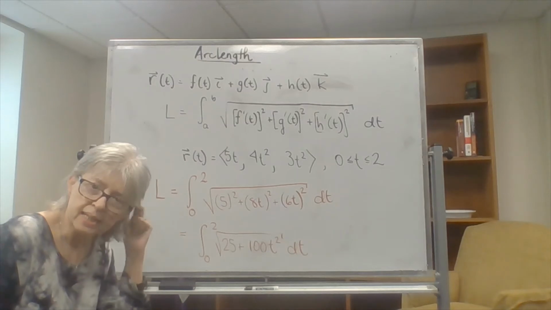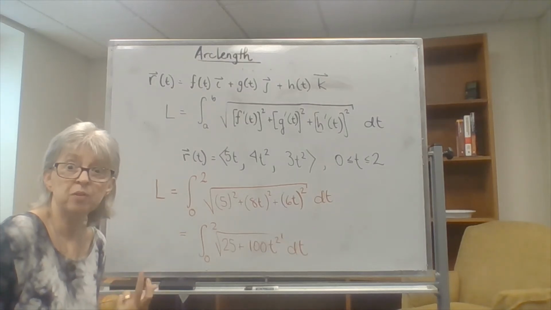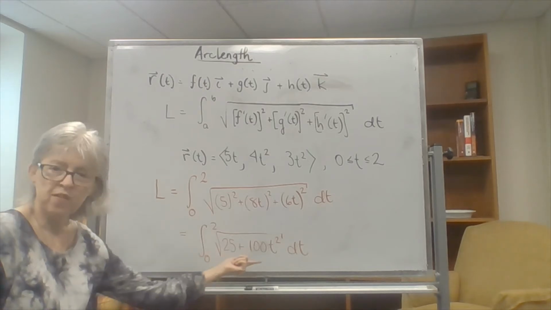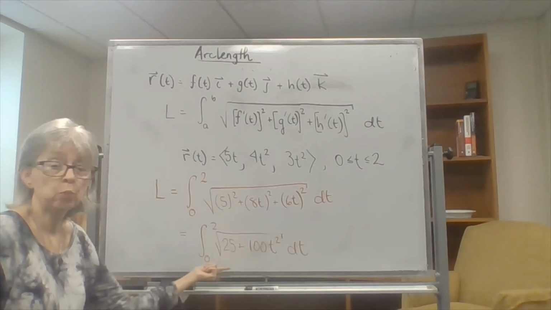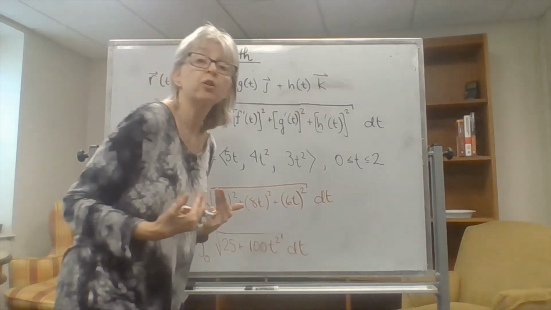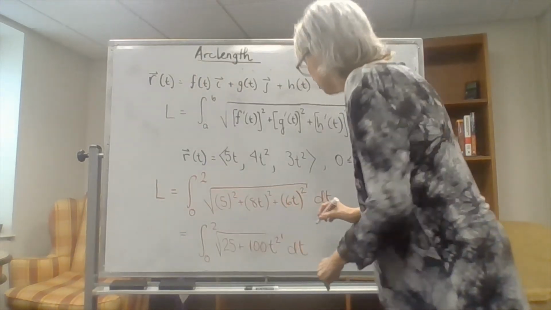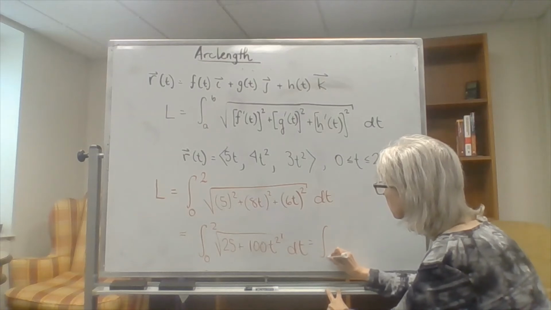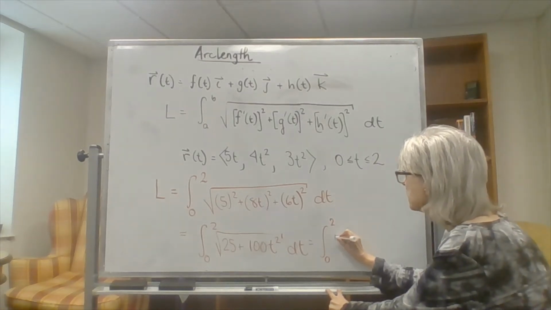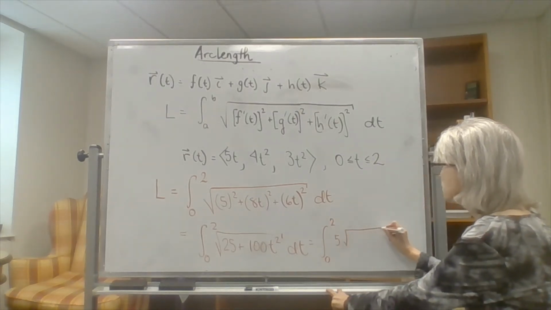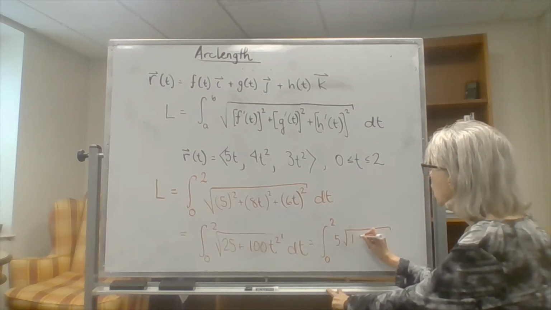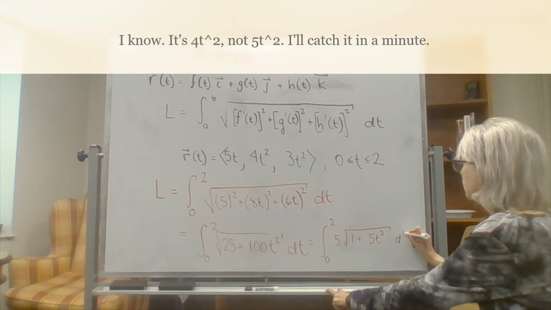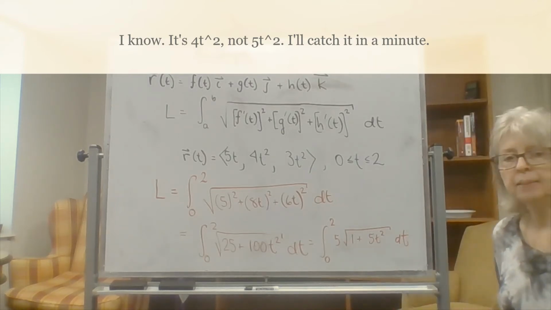You know, I say that I don't care about simplifying radicals, but in this case, I kind of want to. 25 is a factor of both terms on the inside. So I'm going to factor 25 out of that square root and rewrite this as 5 times the square root of 1 plus 5t squared dt.